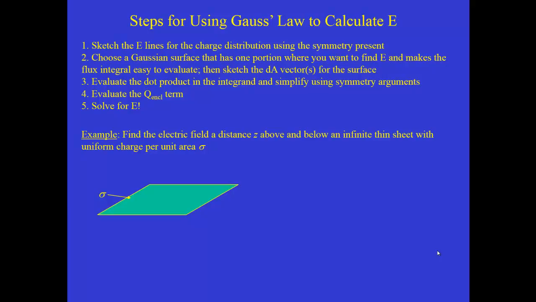It's only going to work when the symmetry of the charge distribution is fairly high. Although Gauss's law is always true, it's not always useful in allowing us to solve for the electric field. But when it's useful, it's extremely powerful. So first, given the charge distribution, we want to sketch the electric field lines for the charge distribution using the symmetry that's present. And so here's the example.